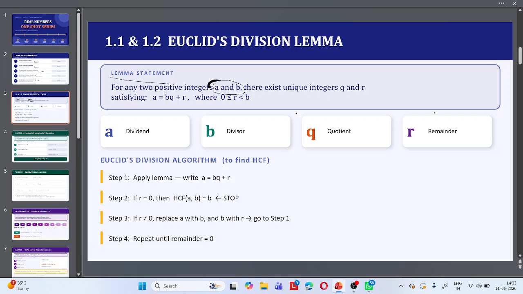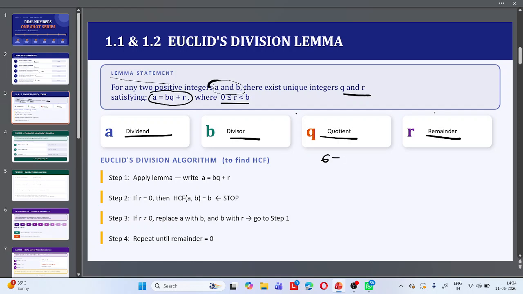There exist unique integers q and r satisfying a equal to bq plus r. Here the condition for r is that it should be strictly less than b and greater than or equal to 0. Here a is the dividend, b is the divisor, q is the quotient, and r is the remainder. Let me take a simple example to make it very clear.